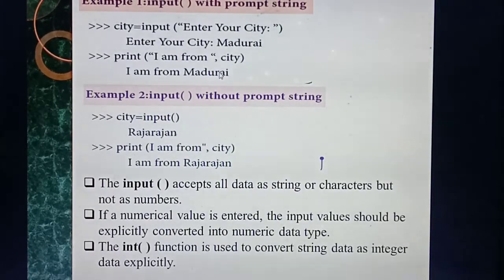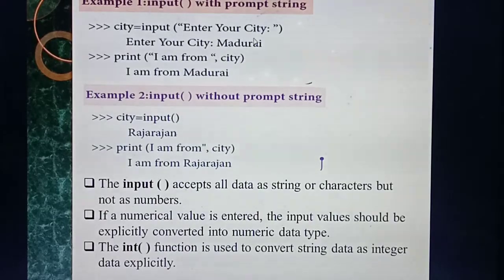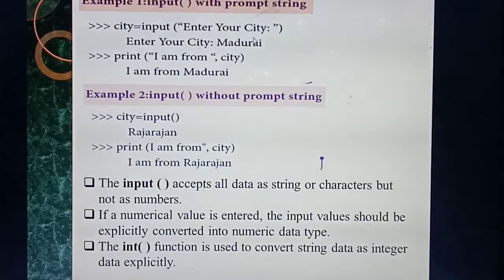Madurai. Understood? So here in the place of the prompt string you are giving what? Enter your city. Okay. See the next example. I am giving city equal to input(). Inside the input() function I am not giving anything. While you are executing the program, in the output screen I am giving Rajarajan, but inside the input() function I am not giving anything, and in the output screen in the place of the input() function I am entering the data as what?